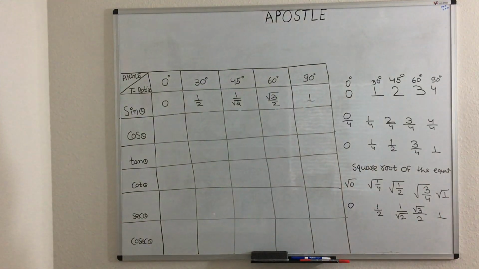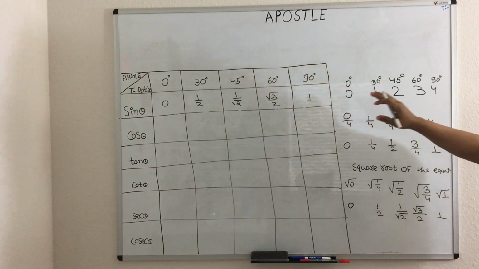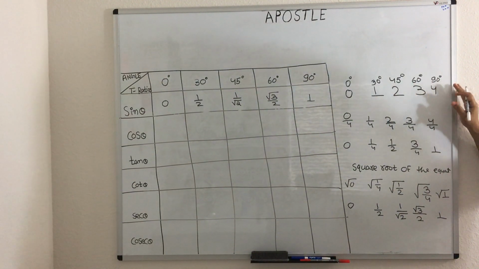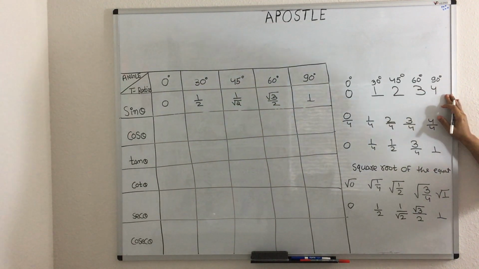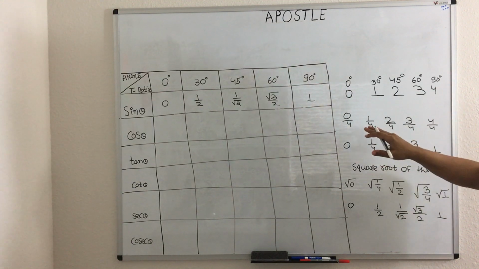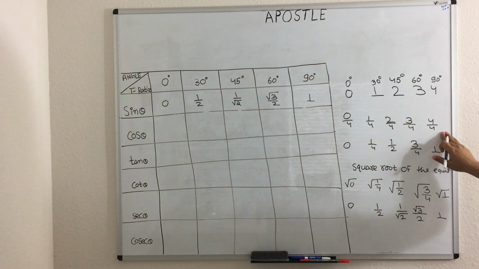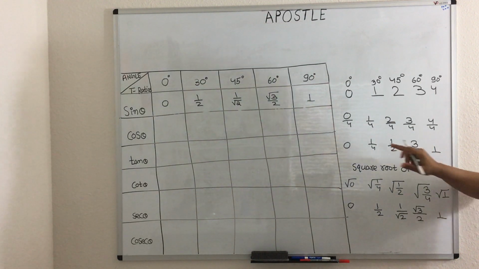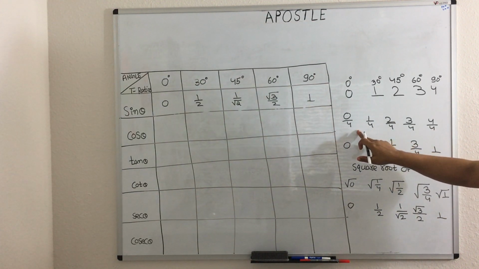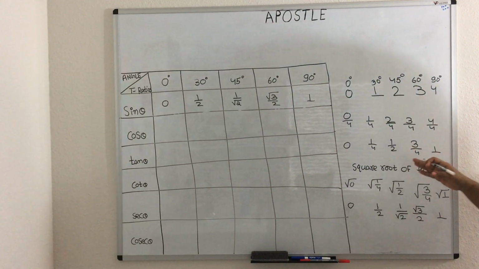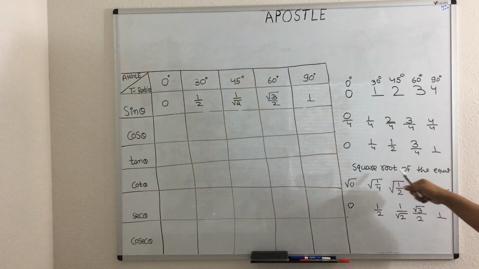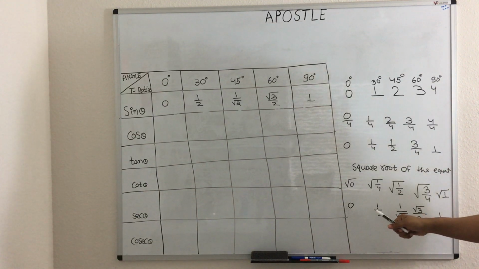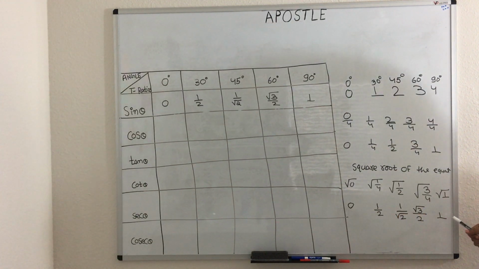So I am going to revise this trick again. First of all, we have to write 0, 30, 45, 60 and 90. Then we write 0, 1, 2, 3, 4 as numbers. Then we divide the complete equation by 4. When we divide 0 by 4, we get 0. When we divide 1 by 4, it is 1 by 4 only. 2 by 4 means 1 by 2. 3 by 4 and 1. After that we take the square root of this equation, that is 0, half, 1 upon root 2, root 3 by 2 and 1.